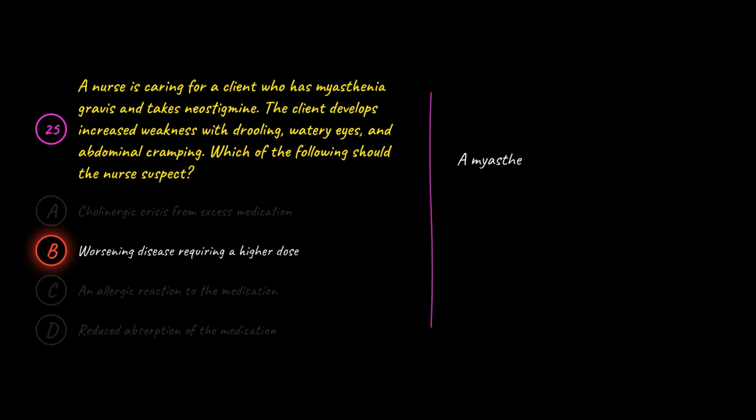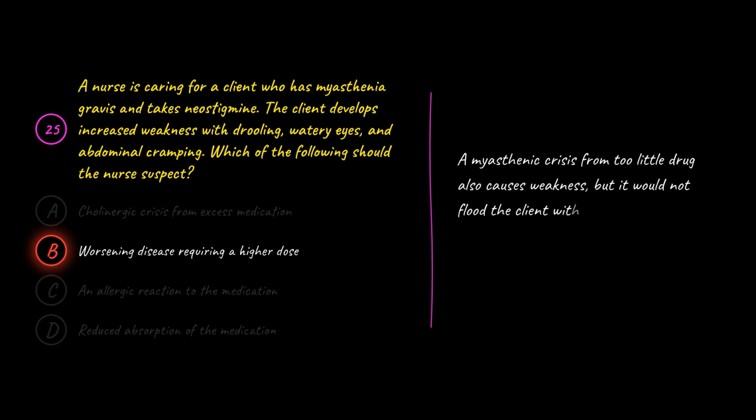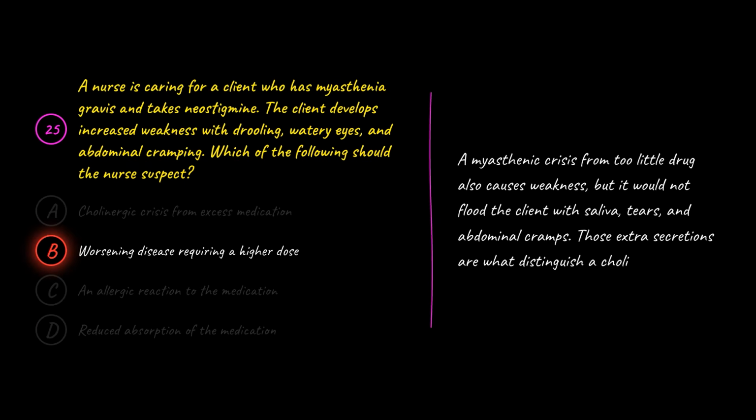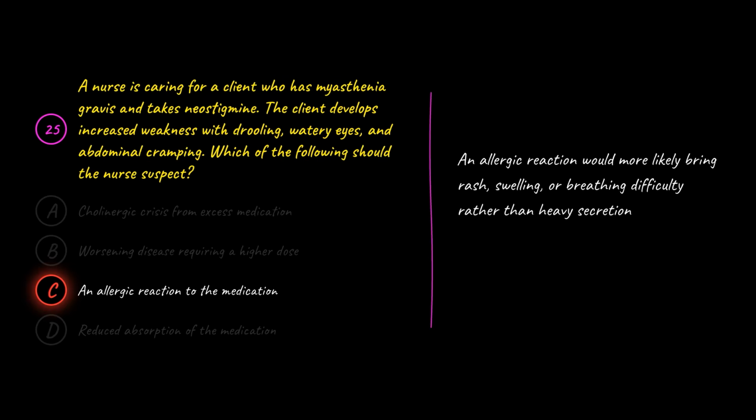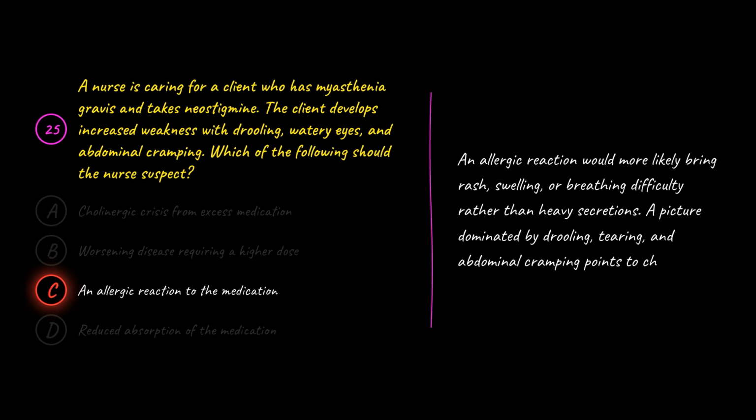B is wrong because a myasthenic crisis from too little drug also causes weakness, but it would not flood the client with saliva, tears, and abdominal cramps. Those extra secretions are what distinguish a cholinergic overdose from undertreatment here. C is wrong because an allergic reaction would more likely bring rash, swelling, or breathing difficulty rather than heavy secretions. A picture dominated by drooling, tearing, and abdominal cramping points to cholinergic excess instead of a hypersensitivity reaction.